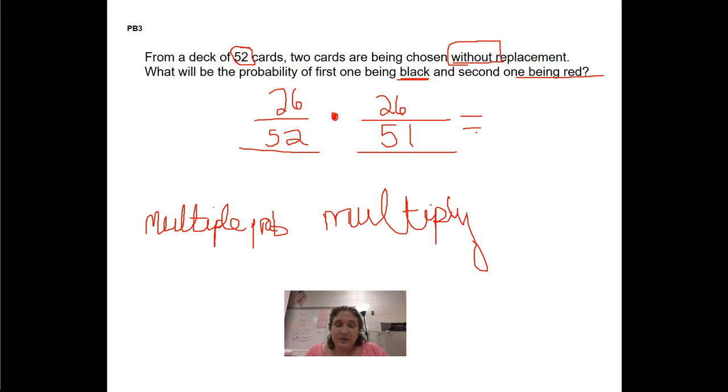You can do 26 times 26 on the calculator, which is 676, divided by 52 times 51, which is 2,652.